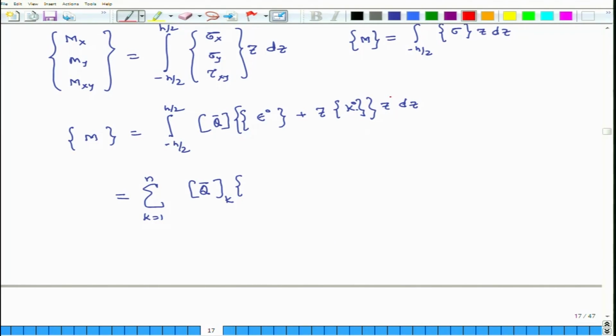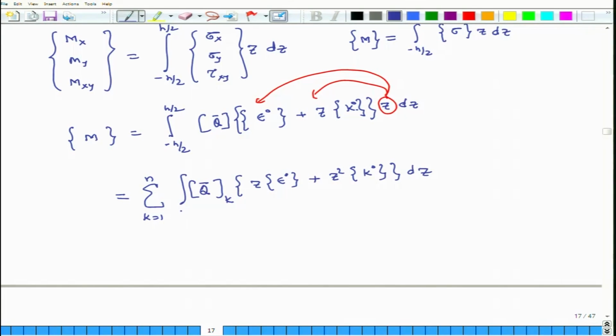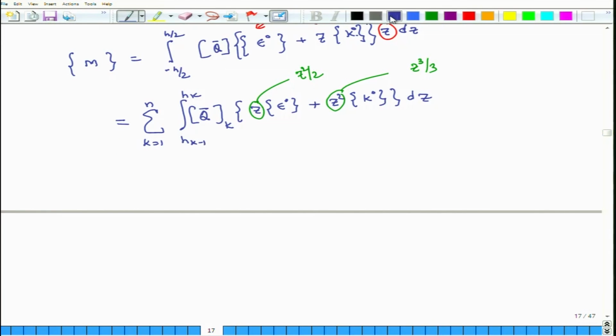Actually, what I will do is I will move this z inside the bracket. So, this becomes z times epsilon naught plus z square times the curvature vector, the entire thing in brackets, times dz. This is my moment resultant, and this has to be integrated from h k minus 1 to h k. Now, within a layer when I integrate, what happens to this z square? It becomes z cube by 3, and this z becomes z square by 2.